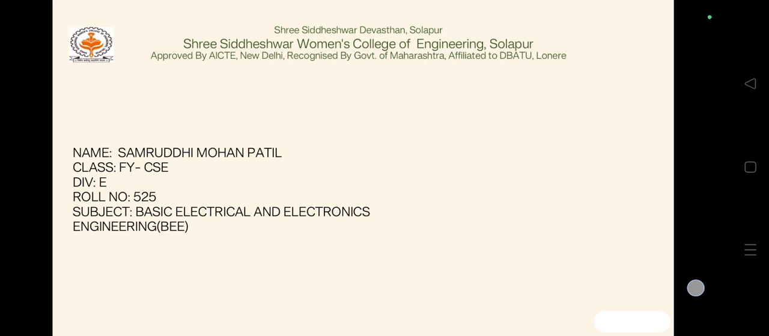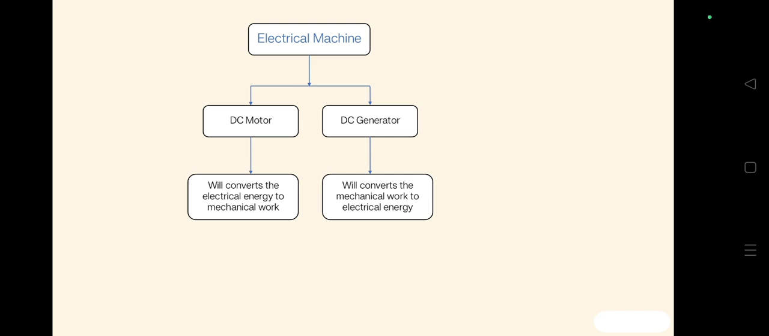Today I am going to explain the topic electrical machine, especially DC motor, from the subject Basic Electrical and Electronics Engineering. Electrical machines are devices that convert electrical energy into mechanical energy or mechanical energy into electrical energy. In this presentation, we will mainly focus on DC motor, its construction and working principle.